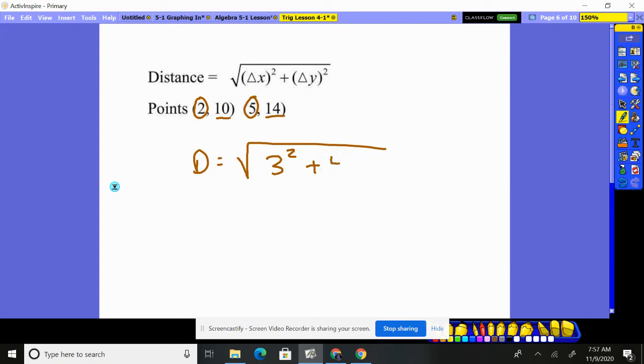14 and 10 is 4. If you did it backwards, negative 4, but what's negative 4 squared going to give you? Positive 16 either way. So no matter what, we're going to get a positive 9 and a positive 16. Even if those values had been negative, just make sure you put parentheses around them, remember. You're going to get the 9 and the 16. So we get the square root of 25, which in this case is 5. The distance between these points is 5.